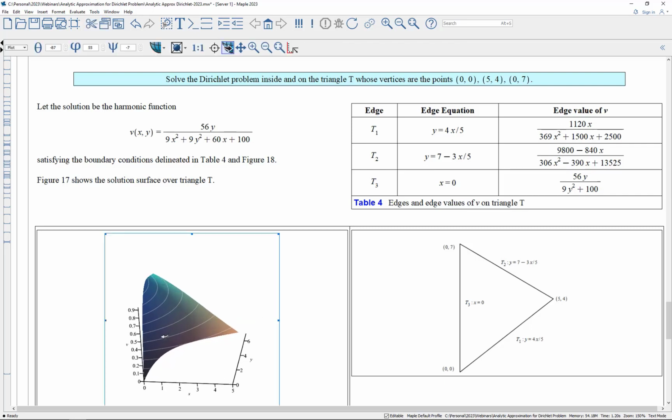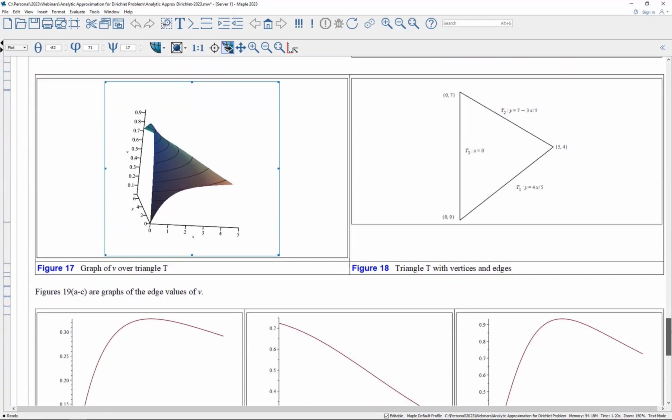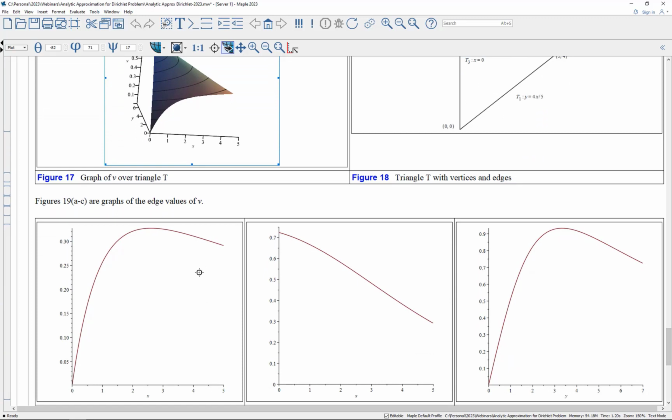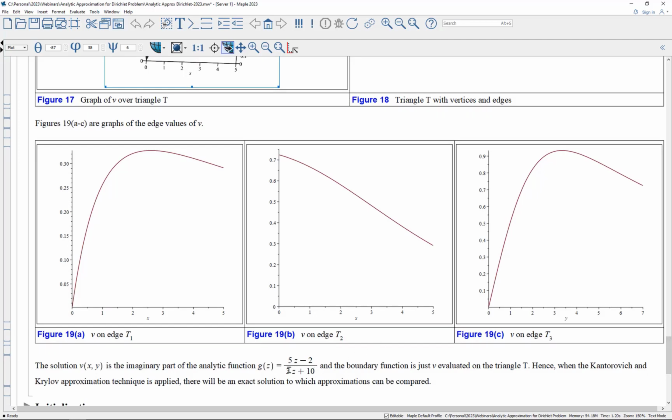This is the solution surface as it sits over the triangle. What I've done here is I've graphed these arcs separately on each edge of the triangle, because later I'm going to compare these exact arcs to the approximate arcs that I generate. And again, I'm going to use this function g to generate the appropriate psi functions.